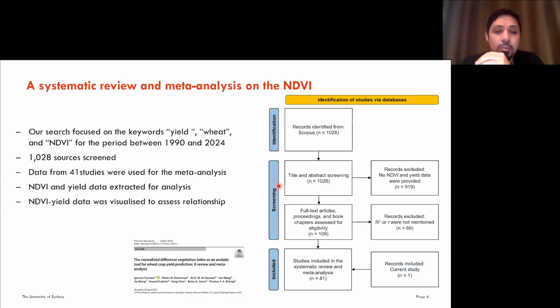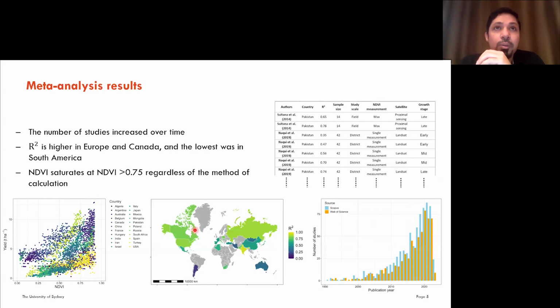This is because these studies provide the yield data and NDVI data as CSV files or as plots. In case they don't provide them as CSV files, they provide them as plots. We just use something called WebPlotDigitizer to extract the information from these plots. And then we made some plots to assess the relationship between NDVI and yield. I'm not gonna go through all the information, but you can read this paper, which was published just last week. And I'm going to show you just some of the results from this review.